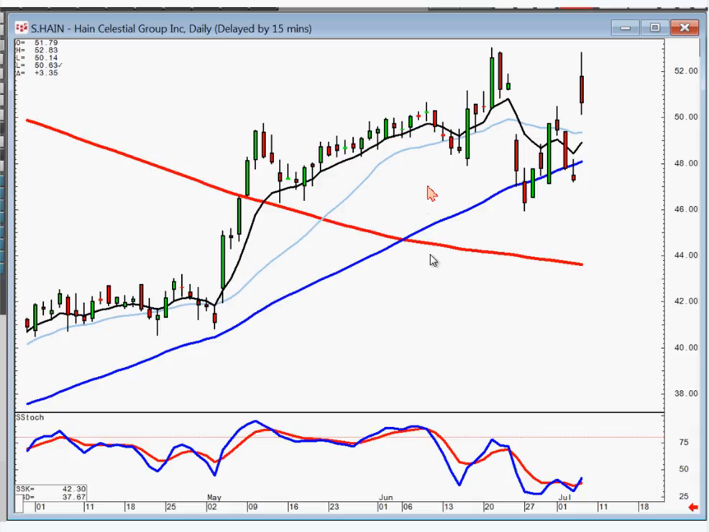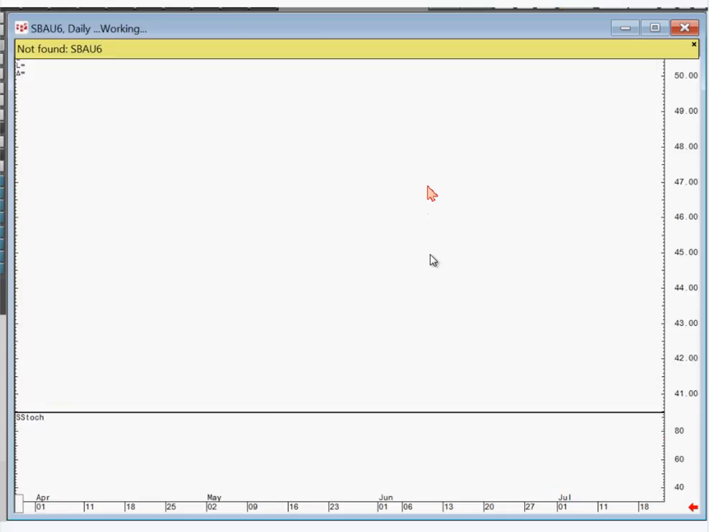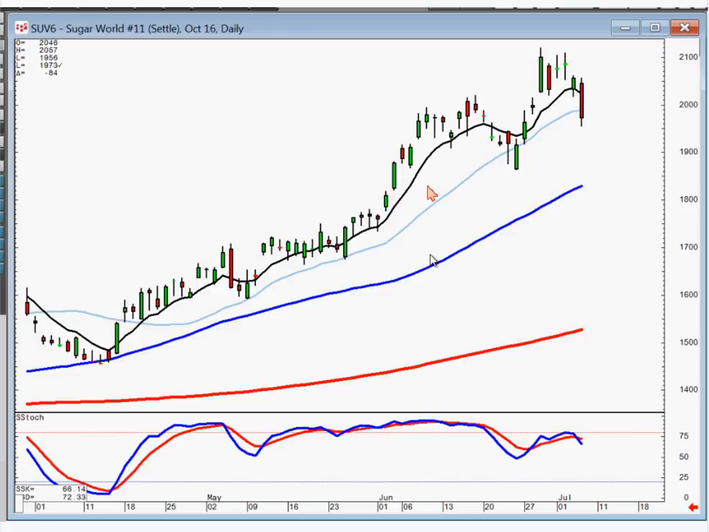Oh, I don't know how to get sugar futures, SBAU6. What's that? Sugar. Doji. Now you're trading back below. I'd look to see whether it's coming down here and or the 50-day moving average. Yep, you should get a recording.